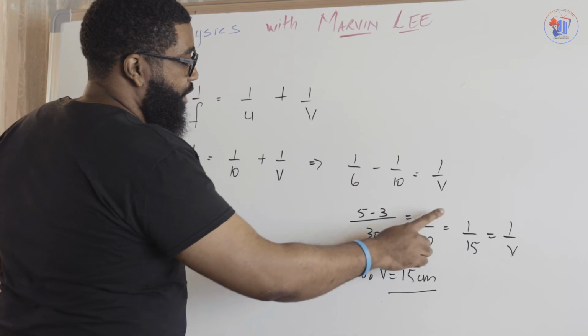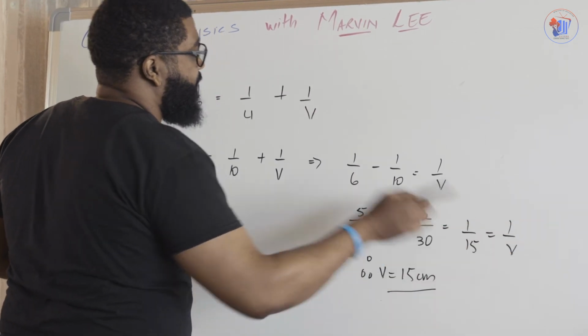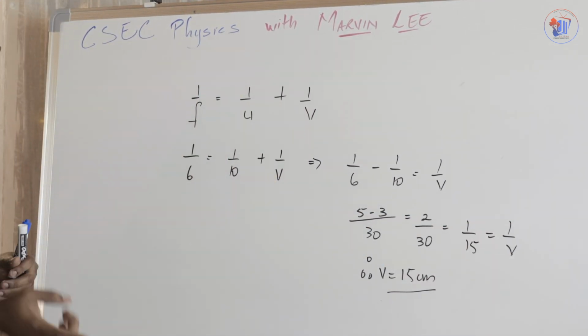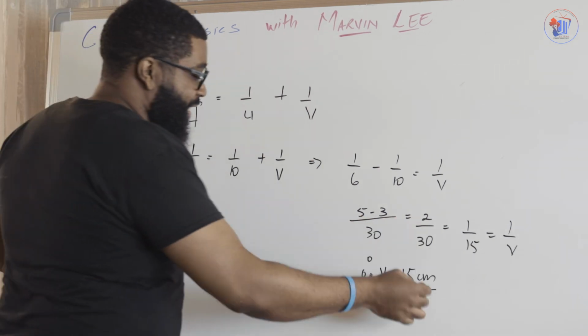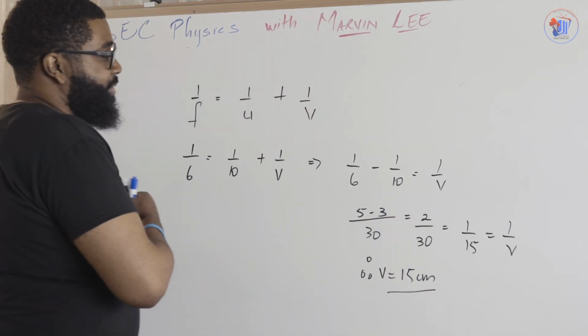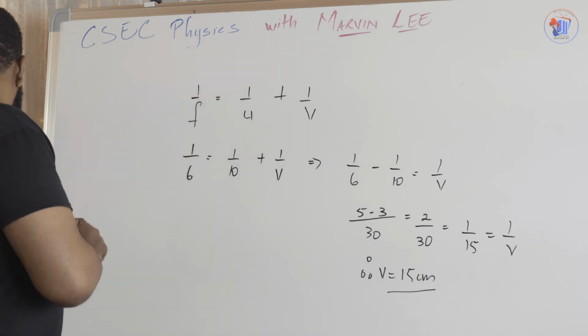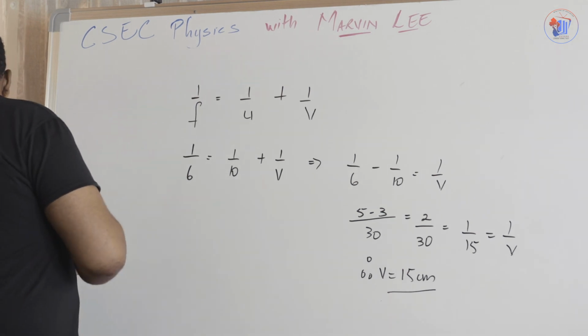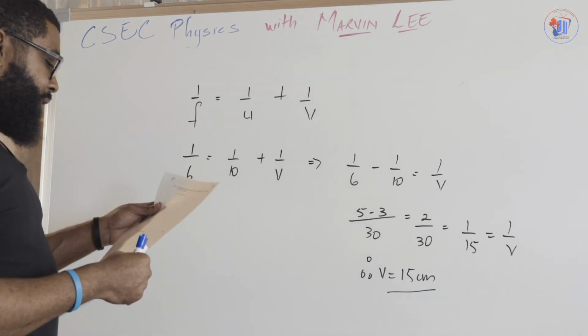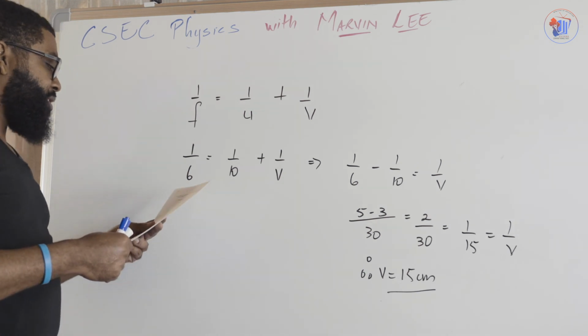And again, I got 1 upon 15 is equal to 1 upon v. That does not mean v is 1 upon 15. That means v is 15 centimeters. And that brings us to the end of question. Oh my, look at me jumping the gun. That is not the end of question 4.